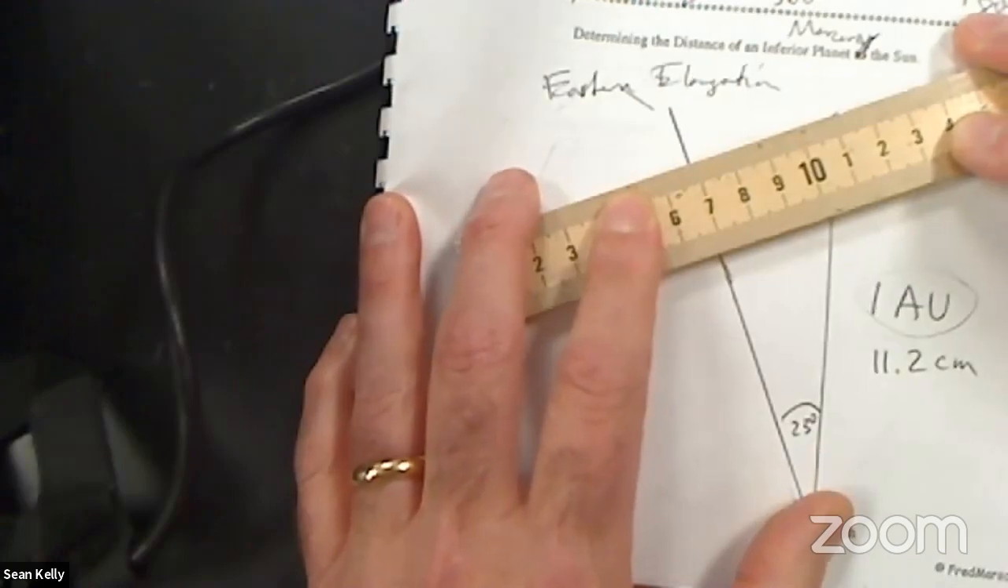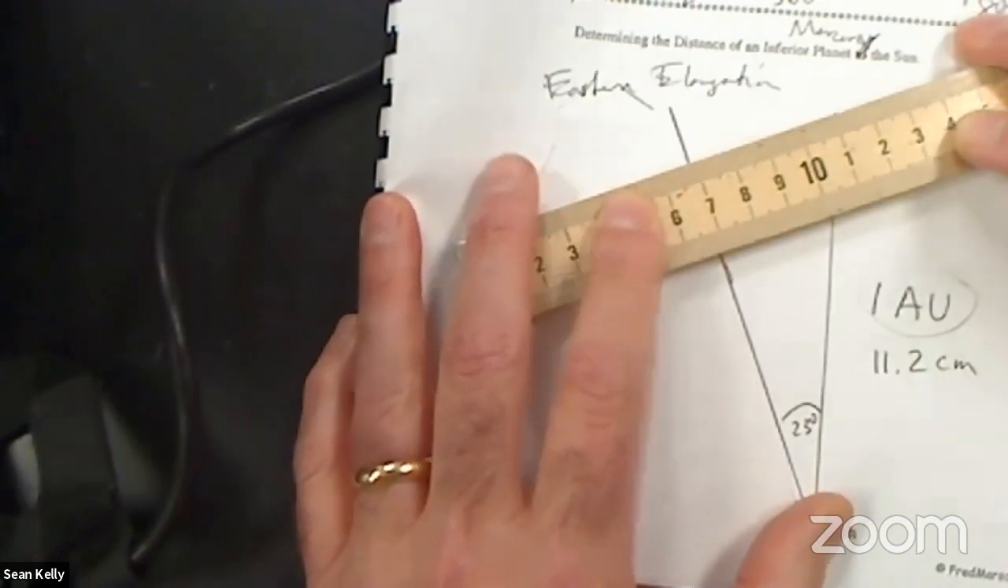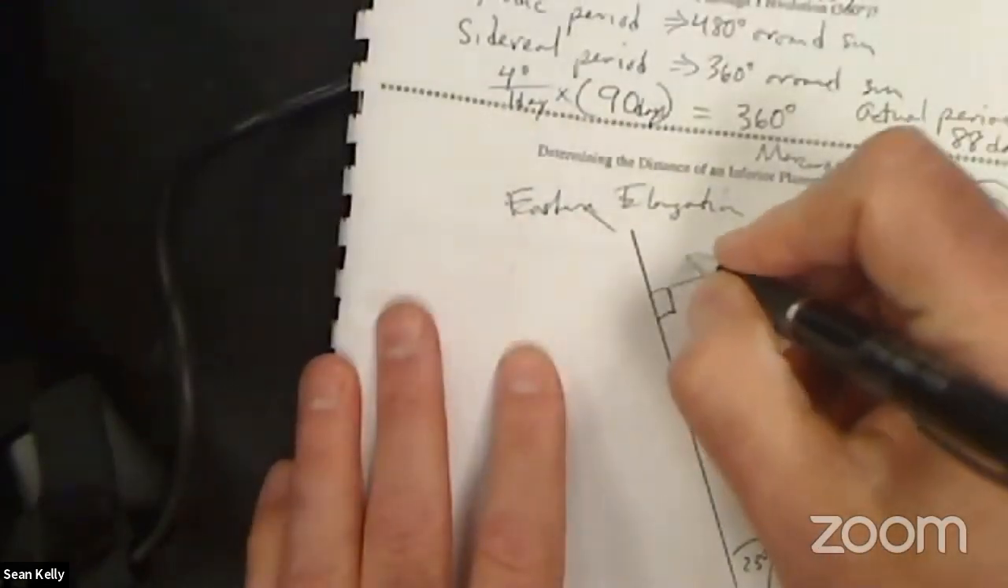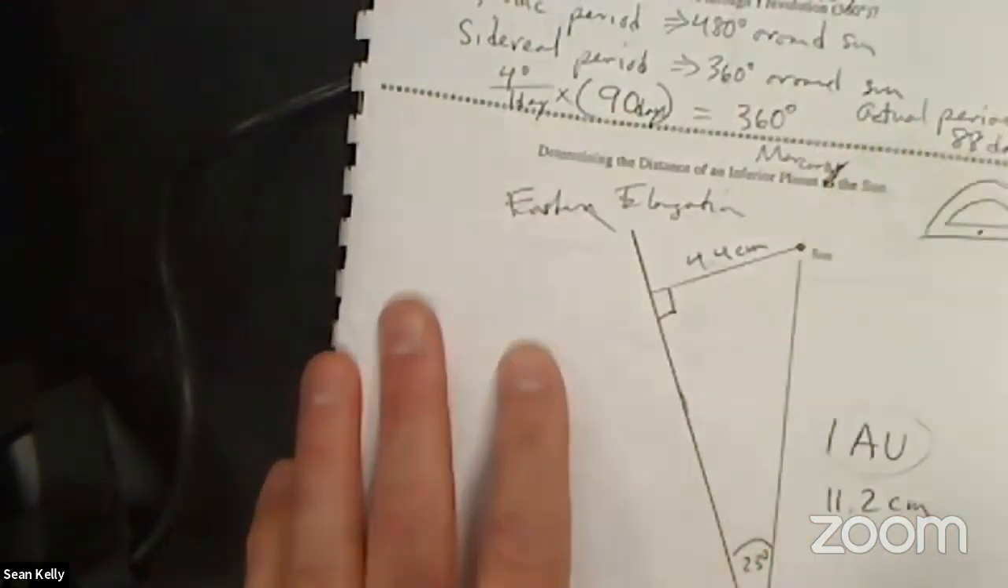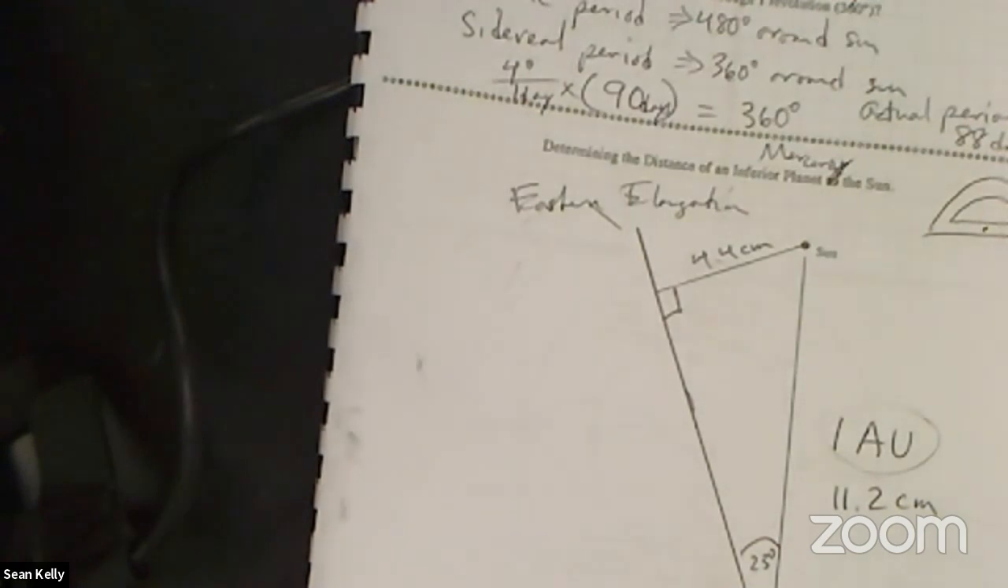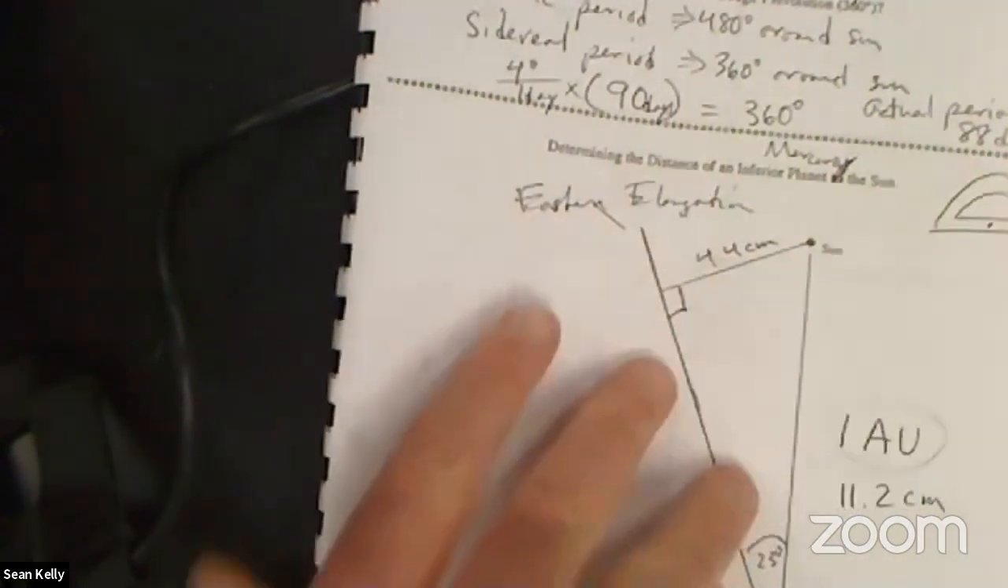Oh, man, I messed it up. Okay, no, no. Okay, 4.4. No, I didn't mess it up. It's okay. I got 4.4 centimeters. Okay, 4.4 centimeters. So you guys have some numbers. All right, so back to the story.